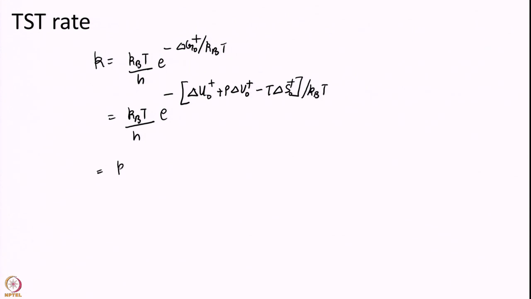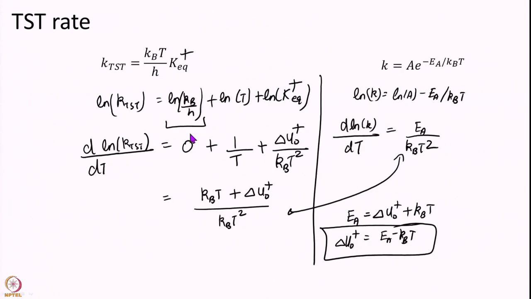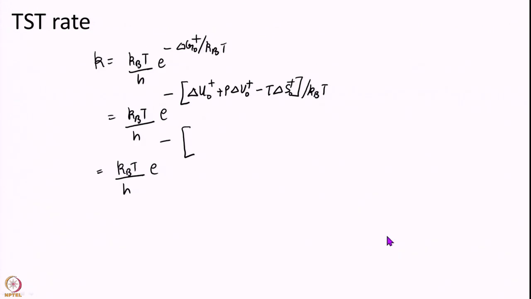but delta U naught, in the last slide we showed, is related to activation energy. Okay. So, delta U naught we showed is equal to Ea minus kT. So, we are going to put that here: Ea minus kT plus P delta V naught minus T delta S naught over kT. So, I will just simplify this a little bit.